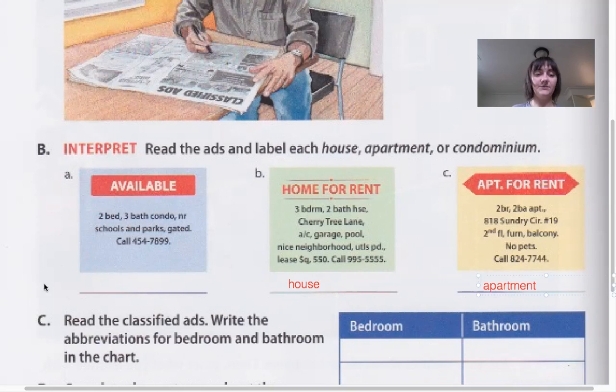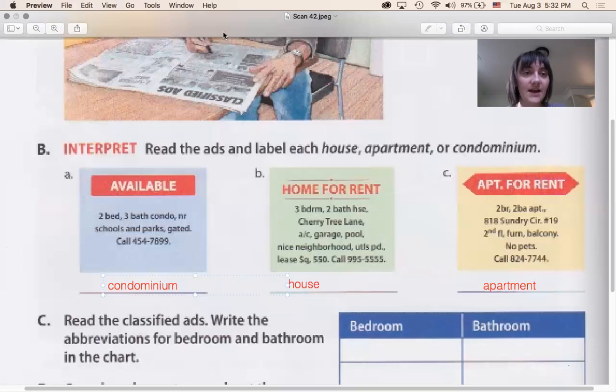Okay, now what about this one? This one says available, 2-bed, 3-bath condo. Condo is short for condominium. Condominium, right? So there we go. We got our condominium. This is a condominium because it says condo. And it says home for rent. This one's a house. And then it says apartment, APT, for rent. So we say apartment. Okay, all right.